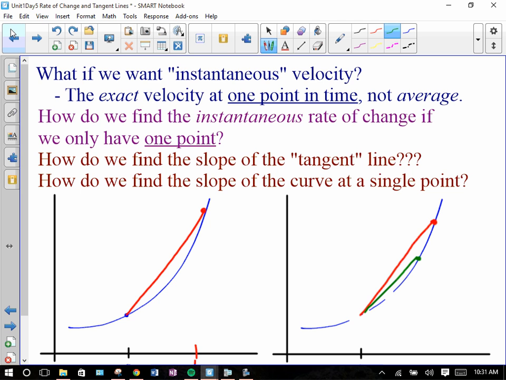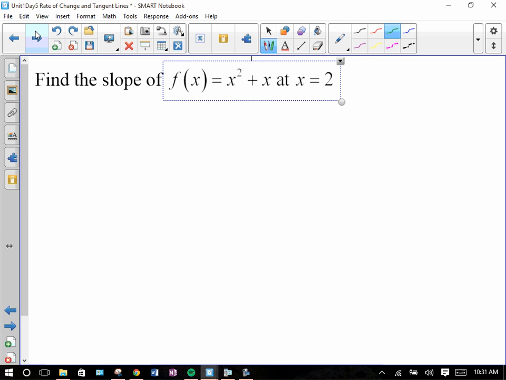Okay? So, how do we use this? We want to find the slope of the function f of x equals x squared plus x at x equals 2. We want to find the slope at that point. We don't want to find the slope between 2 points. We want to find the slope at x equals 2. We know that we use the limit as h approaches 0 of f of a plus h minus f of a divided by h, and that will give us the slope at a point for a given function.